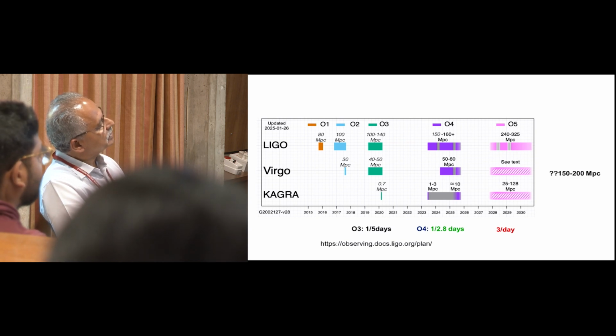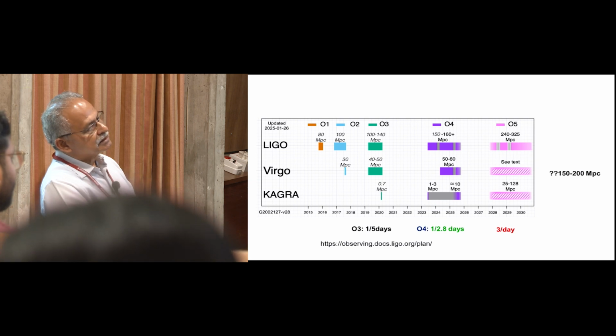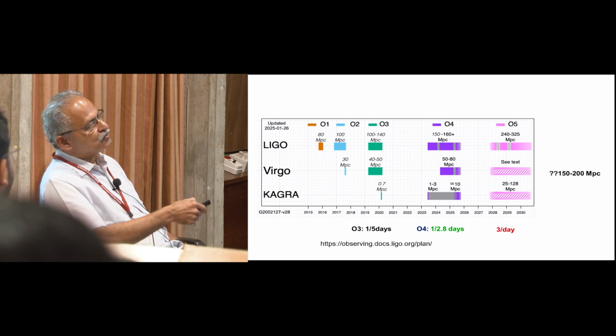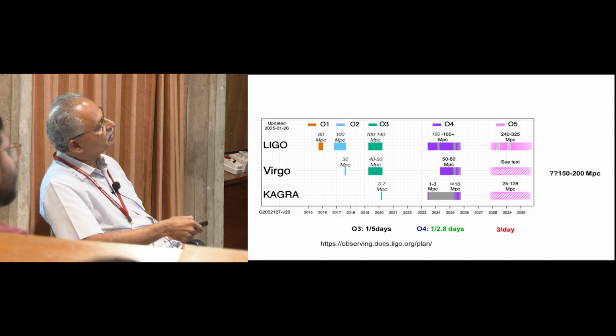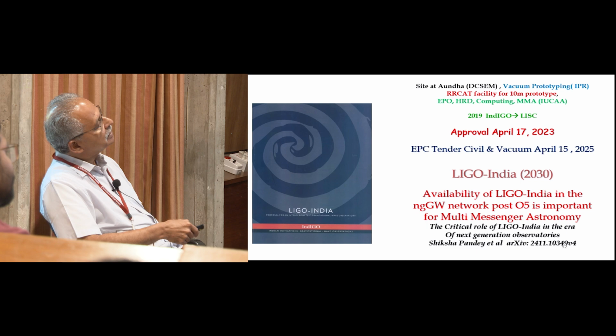With this, in the earlier runs, we could see one event in 5 days. Now we see about one event in 3 days. In this particular era, we will see 3 events per day. So it is going to be an era where we will be inundated by events.